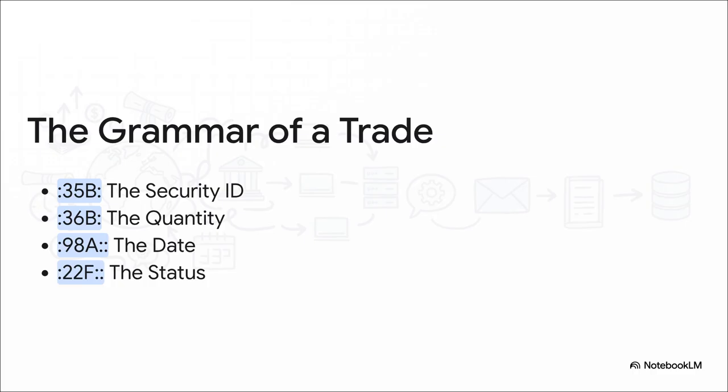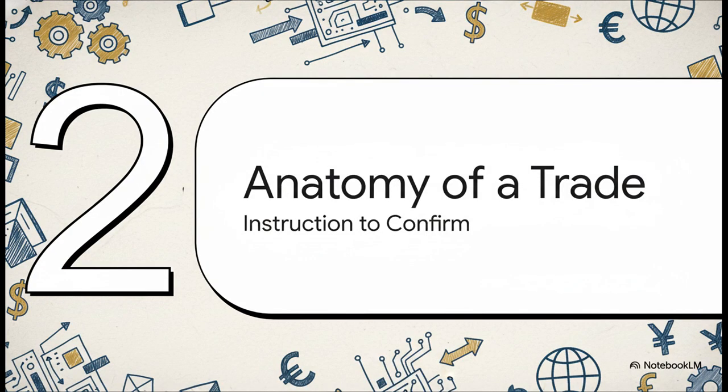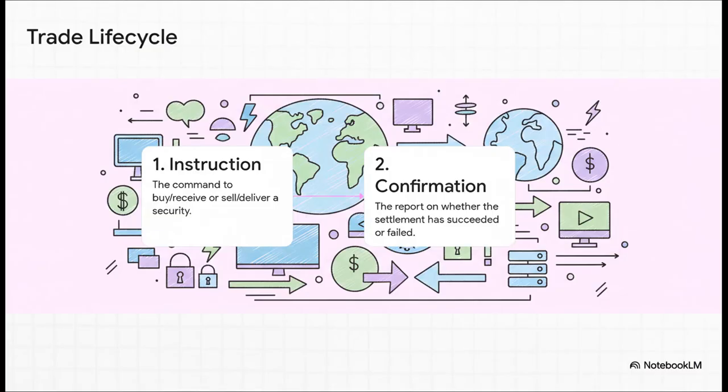Did it actually work? Okay, so we've got the basic vocabulary down. Now let's see how these little pieces get strung together to tell the complete story of a trade, right from the very first order to the final confirmation. No matter how complicated a trade seems, it really just boils down to two basic steps. First, an instruction goes out. That's the command. And second, a confirmation comes back. That's the reply, telling you what happened. It's a clean, logical little conversation.